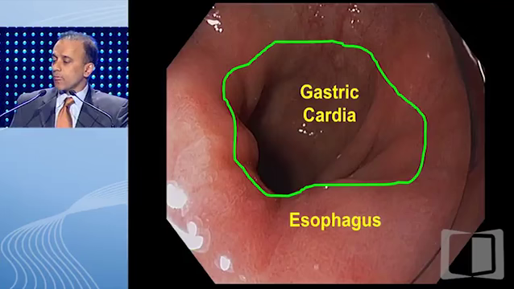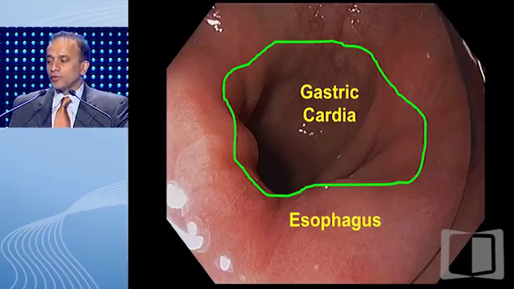And finally, then you have the subcardial cancers, which are greater than 2 centimeters below the anatomic gastroesophageal junction, and these would probably behave more like the non-cardia gastric cancers.